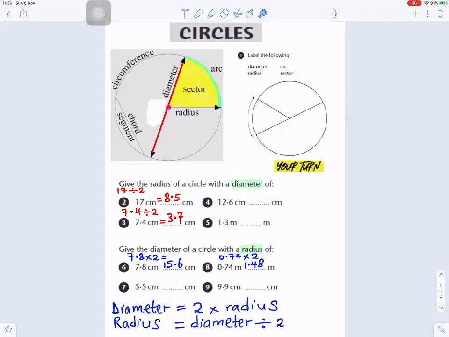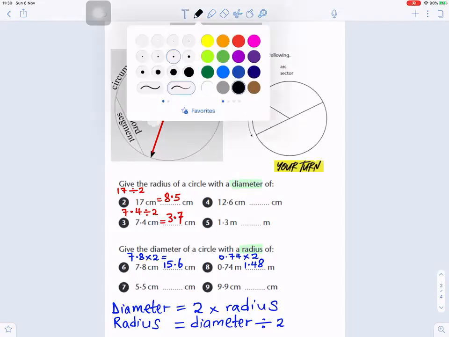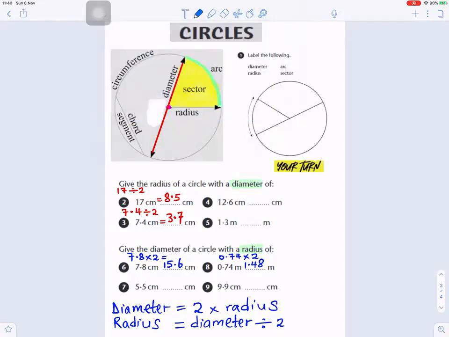The line that goes from the center of the circle to the circumference of the circle, let's represent it with a blue line. That blue line there is called the radius. It goes from the center to the circumference.